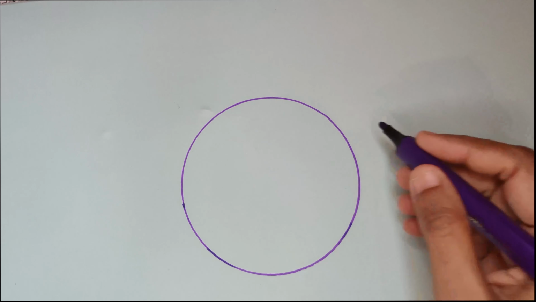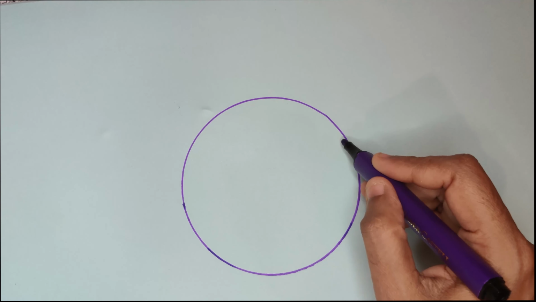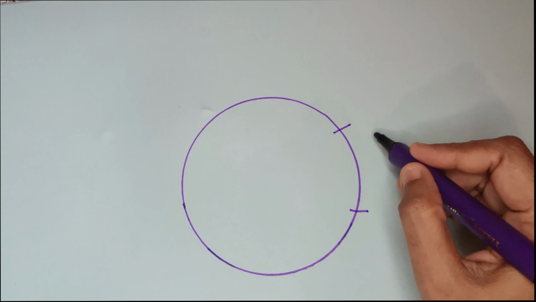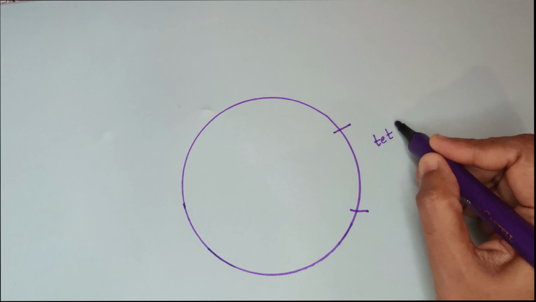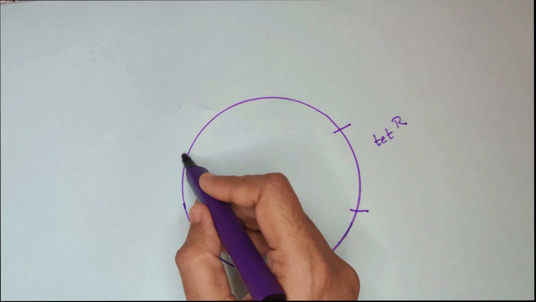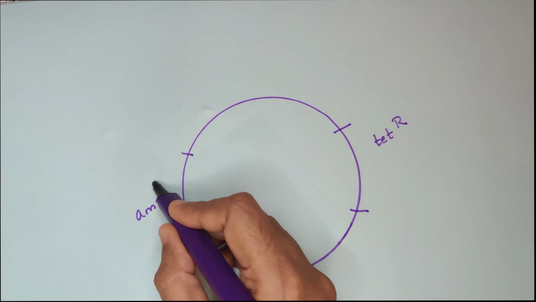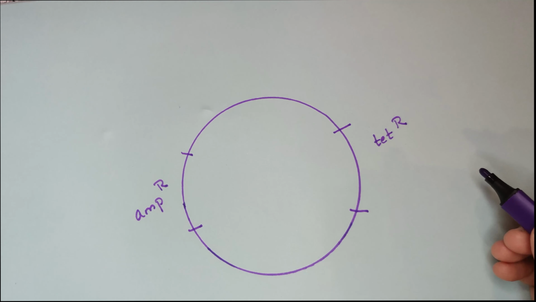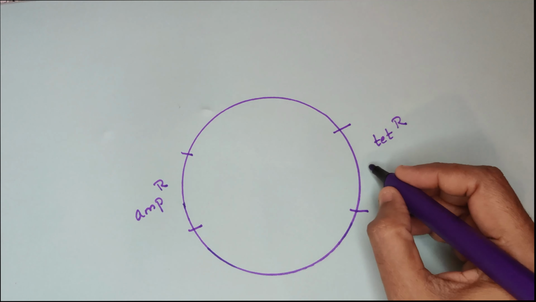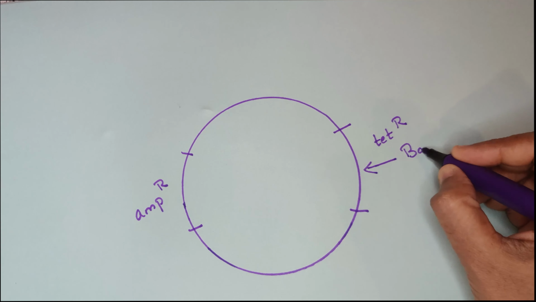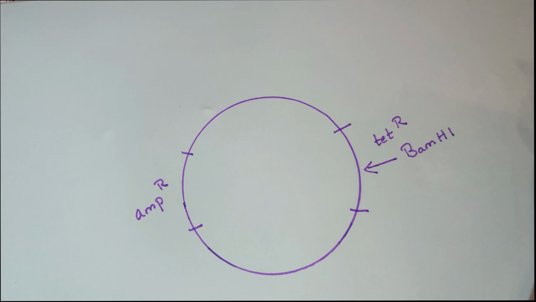Now students, look at this. This is pBR322. You have the tetracycline resistance gene over here, and then you have the AMP, that is the ampicillin resistance gene, over here. Now there is a site for a restriction enzyme called BamHI.